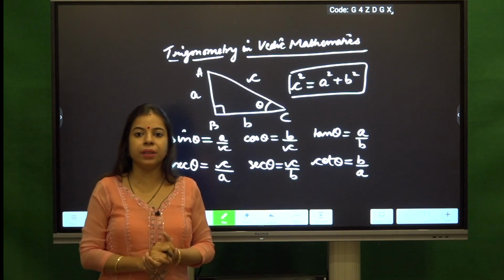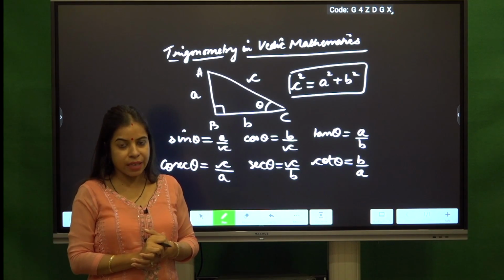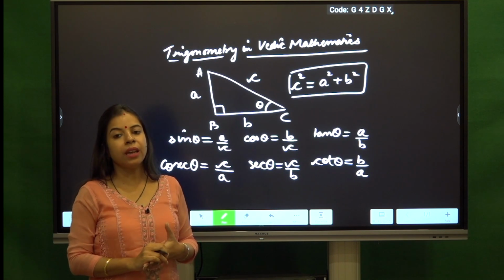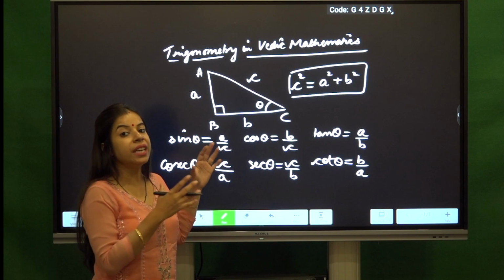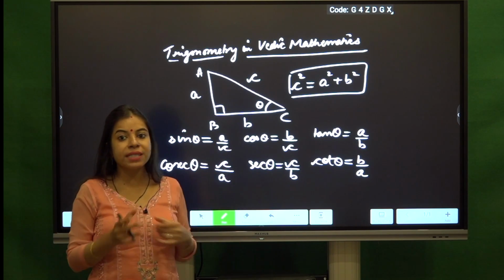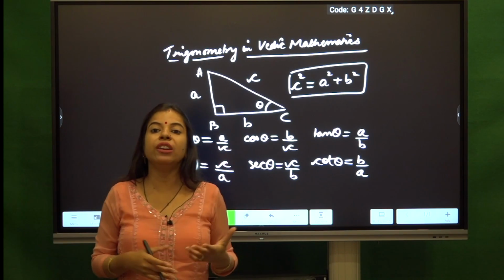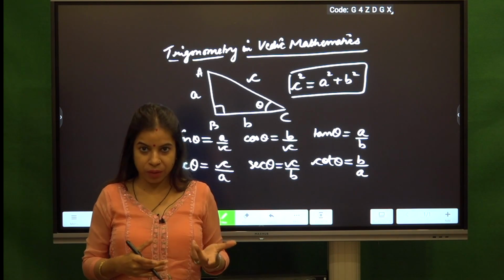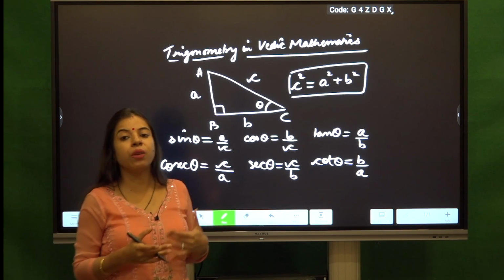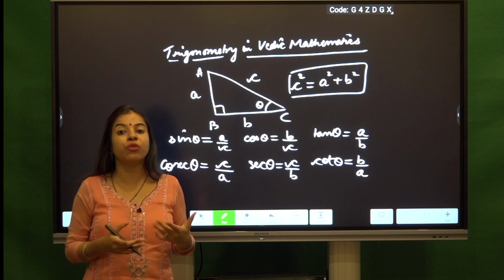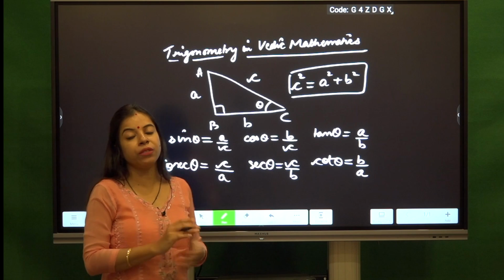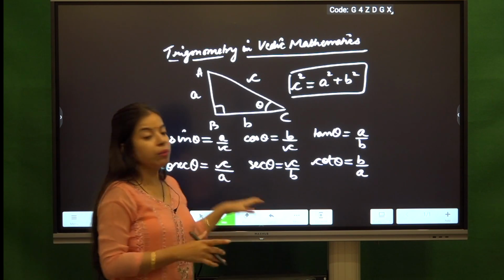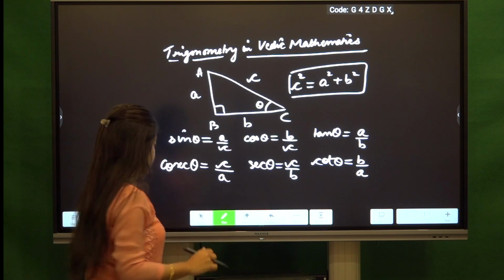Let us apply the Vedic mathematics techniques to find the other trigonometric ratios with the given one. For example, if we have to find the value of sin 75, or basically the value of cos 115 degree, we can do so with the help of the techniques which I am going to discuss right now.